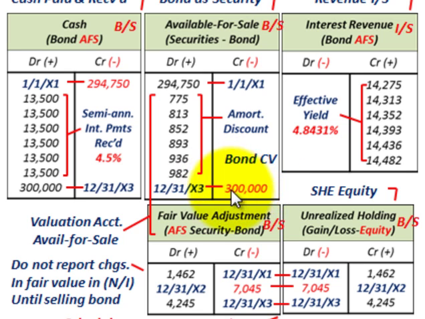Just in this case, the maturity value was $300,000, so you just credit it out here, and then you would have received cash here for a $300,000 debit, or increase your cash account here for $300,000.